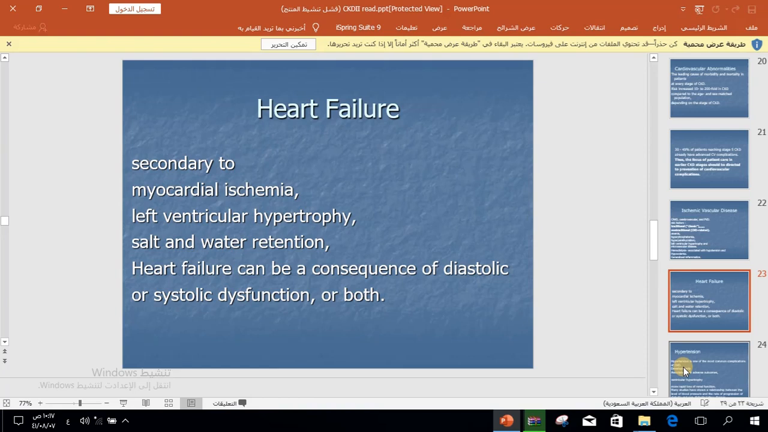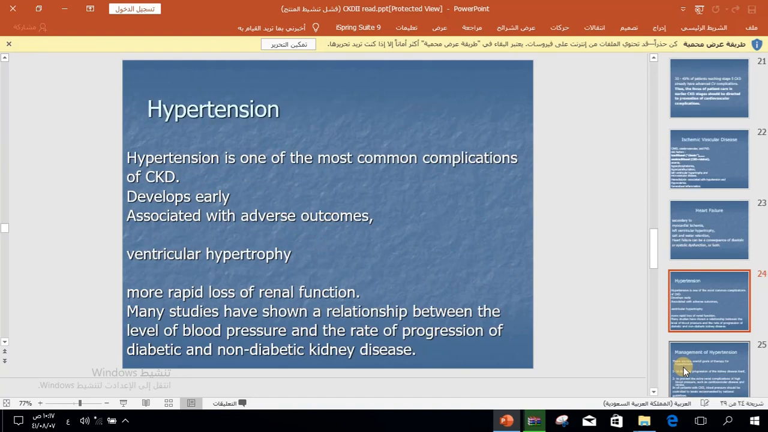Heart failure. Heart failure is secondary to myocardial ischemia or left ventricular hypertrophy or salt and water retention. So heart failure can be systolic or diastolic or both, and usually congestive. So we have ischemic heart disease and heart failure and hypertension.